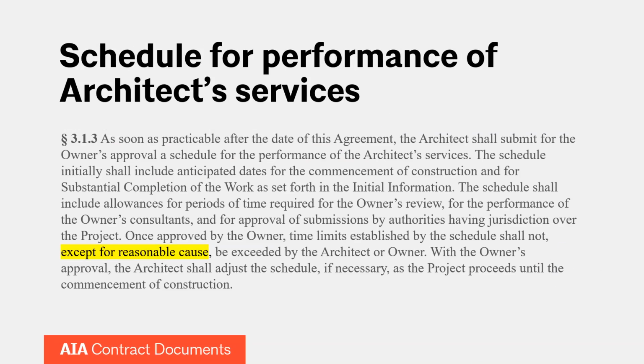Section 3.1.3 is where we find the language in the B101 that discusses the schedule that the architect is supposed to prepare at the beginning of performing their services, that does describe when and how their services are conducted. So the architect is required to put forth a schedule, and I'm not going to read this whole thing, but I will read one particular line. It says, once approved by the owner, time limits established by the schedule shall not, except for reasonable cause, be exceeded by the architect or owner.